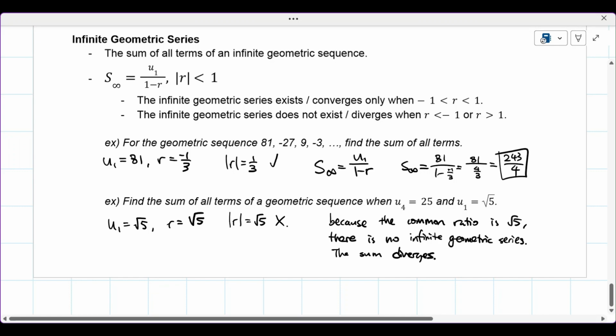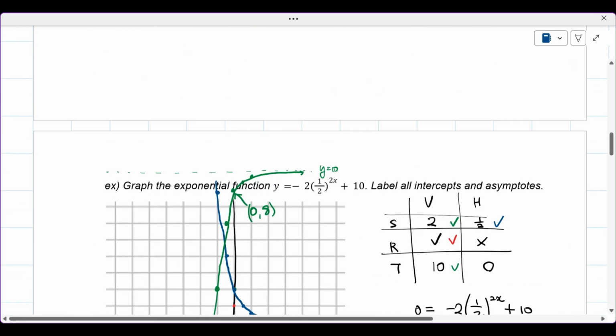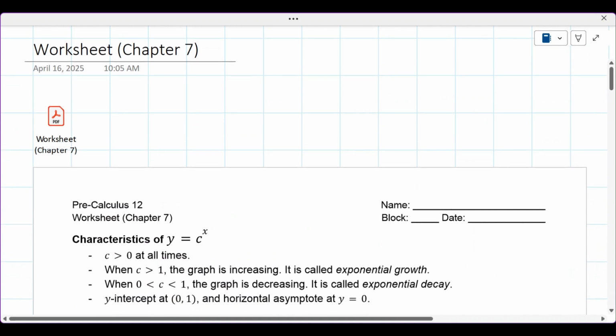Right, so that's all the problems in this worksheet. Hopefully this video helps you out with the preparation for the Chapter 7 test.